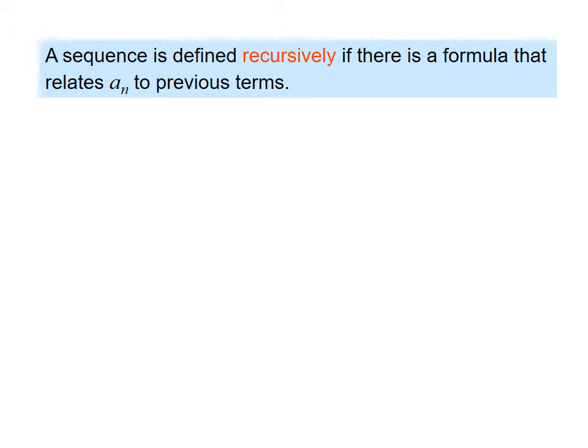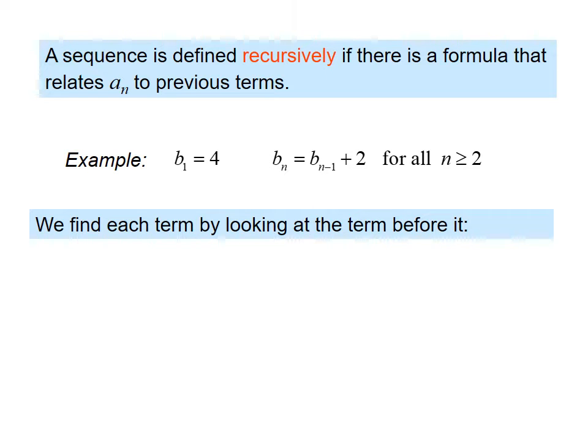A sequence is defined recursively if there is a formula that relates a_n to previous terms. For example, let's say b1 is equal to 4 in a sequence, and b_n is equal to b_(n minus 1) plus 2 for all n greater than or equal to 2. n starts from 2 because b1 is already given as 4. We find each term of this sequence by looking at the term before it.